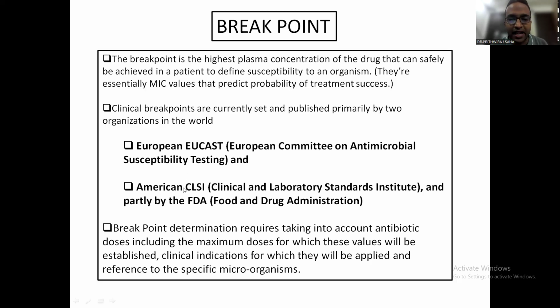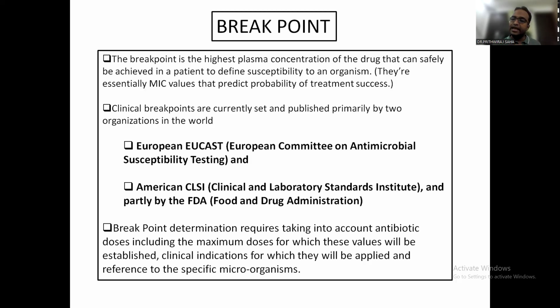So these walls or limits or thresholds are fixed by the two big bodies: European EUCAST and American CLSI. EUCAST is the European Committee on Antimicrobial Susceptibility Testing, and CLSI is the Clinical and Laboratory Standards Institute. They have fixed this breakpoint according to the highest dose possible.